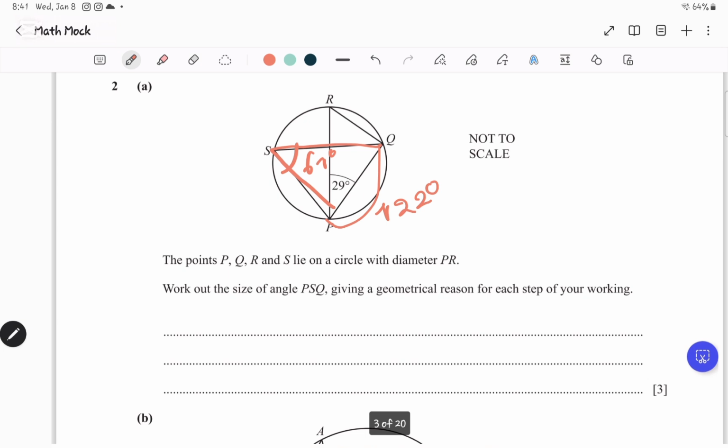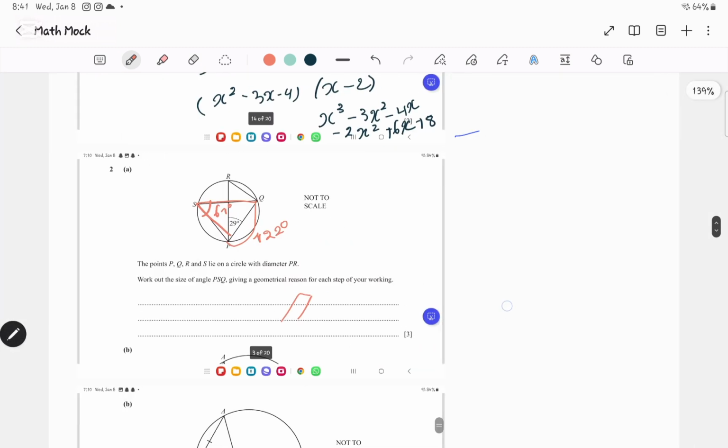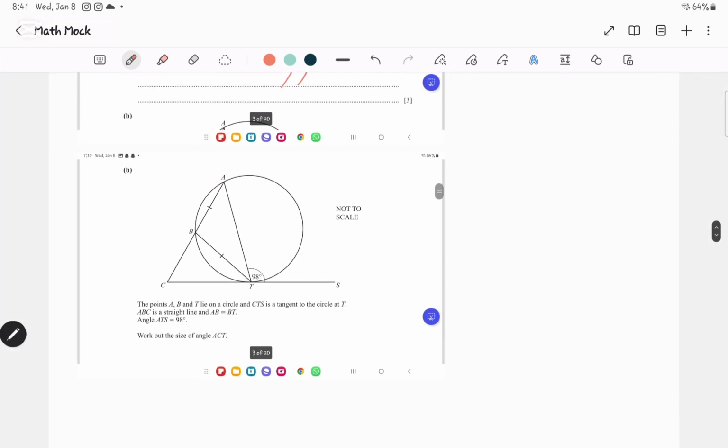So you can say it like this: since PR is the diameter, it splits the circle into 2 halves, 180, 180. Then minor arc RQ is 58 because its interior angle is 29, given. Then 180 minus 58 gives us 122. Then PSQ intercepts the arc of 122 degrees, and since it's an interior angle, it is half of it. I'm not going to write it, I just said it, and you can do the writing in the exam.